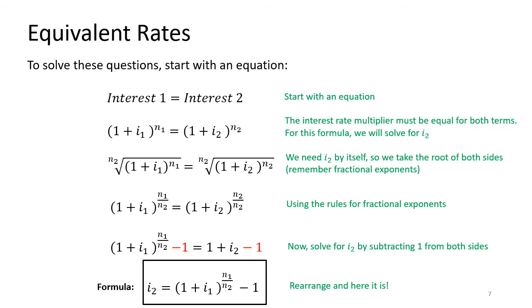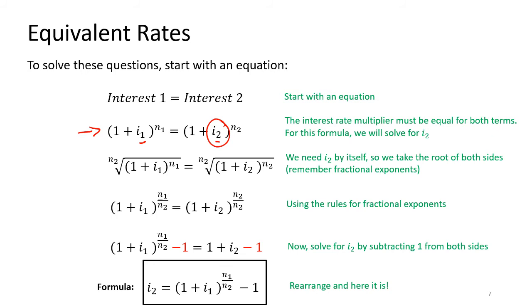So we start with our equation. The interest for the first scenario has to be equal to the second scenario, and that all comes down to this multiplier, 1 plus i to the exponent n for the first scenario. So I've used the subscript of 1. It has to be equal to 1 plus i to the exponent n for the second scenario, so I've used the subscript 2. So we want to solve for this second interest rate.